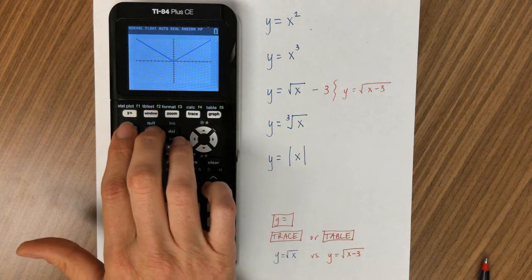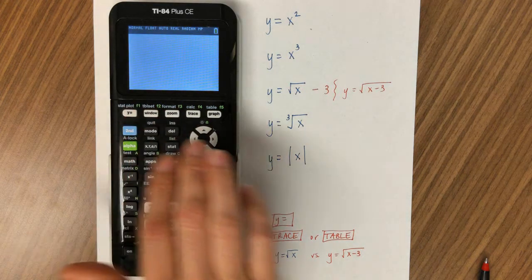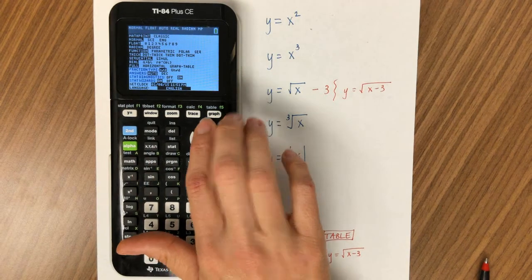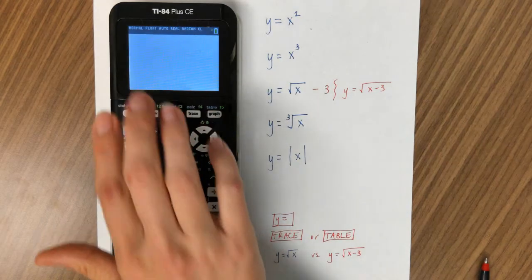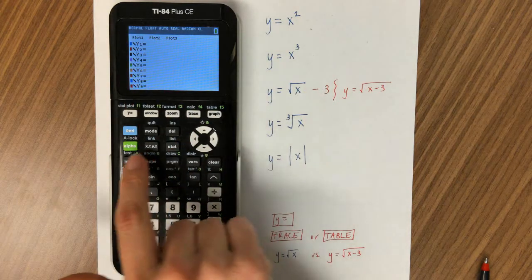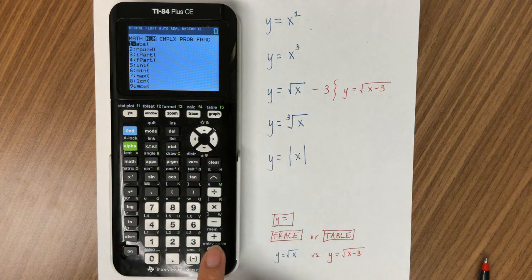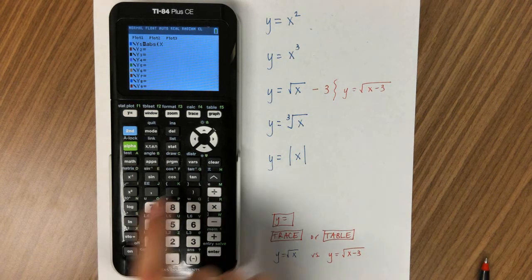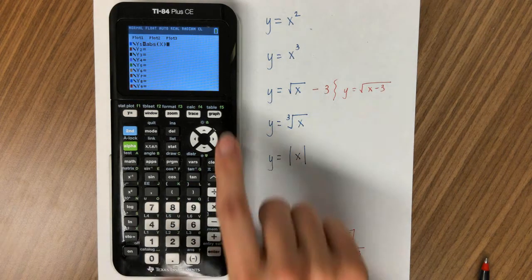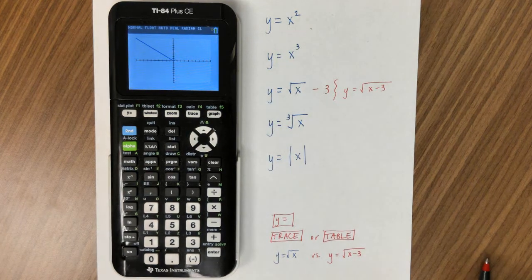And if I were in my older modes, let me go to mode, back to classic, go back into y equals. If I go to math, scroll over to number, and choose option 1, absolute value, now it says ABS. I type my x, and then I close my parentheses around that. And that's still your absolute value function.